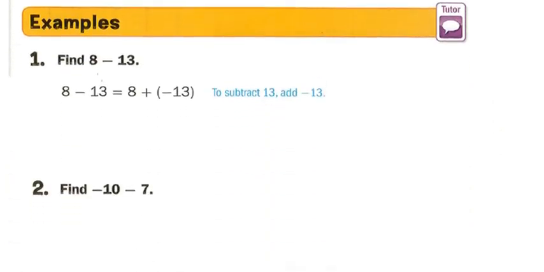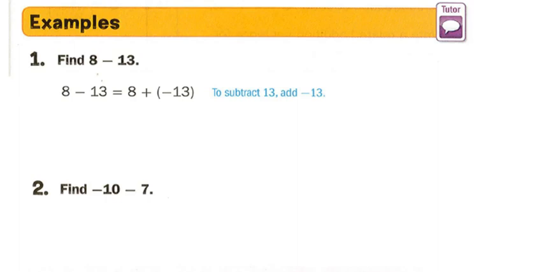So let's look at some examples as to how this whole process works. All right, so we've got 8 minus 13. First thing, let's turn this into an addition problem because addition is easier than subtraction. So instead of 8 minus positive 13, what we really have is 8 plus negative 13.